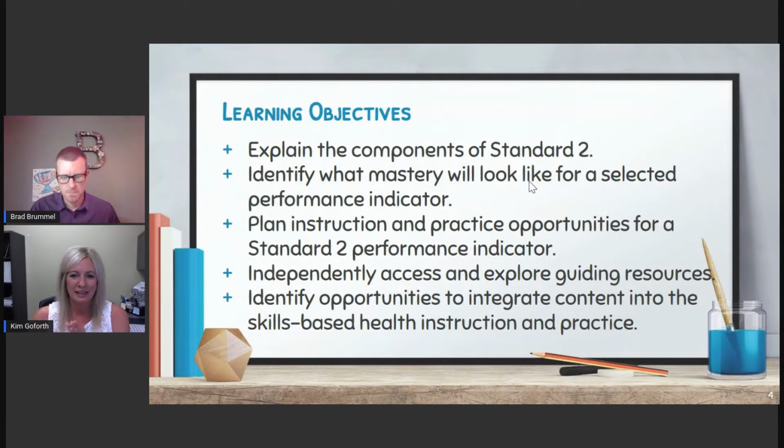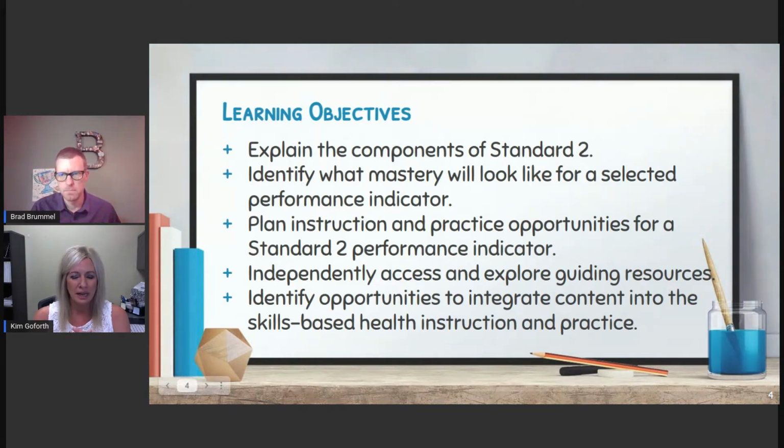Today's dive into Standard 2 has some pretty deep learning objectives that we're going to work through with you today. And so we wanted to get these out in front of you. So we're going to talk about the components of Standard 2. And what that means is really a deep dive into the performance indicators. And we're going to look at what mastery means for those performance indicators.